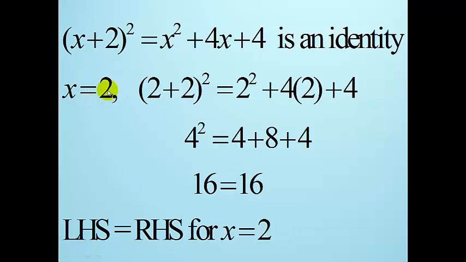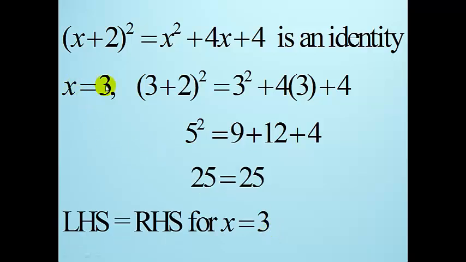When x equals 2, wherever you see x, we substitute 2. And in doing that, we have (2 plus 2) squared on the left hand side is equal to 2 squared plus 4 times 2 plus 4. Now 2 plus 2 is 4. So we have 4 squared on the left hand side, and 4 squared equals 16. Now 2 squared is equal to 4. 4 times 2 is equal to 8. So plus 4. Now 4 plus 8 is equal to 12. And 12 plus 4 is equal to 16. So we can also see that the left hand side is equal to the right hand side for x equal to 2. Now let's continue.